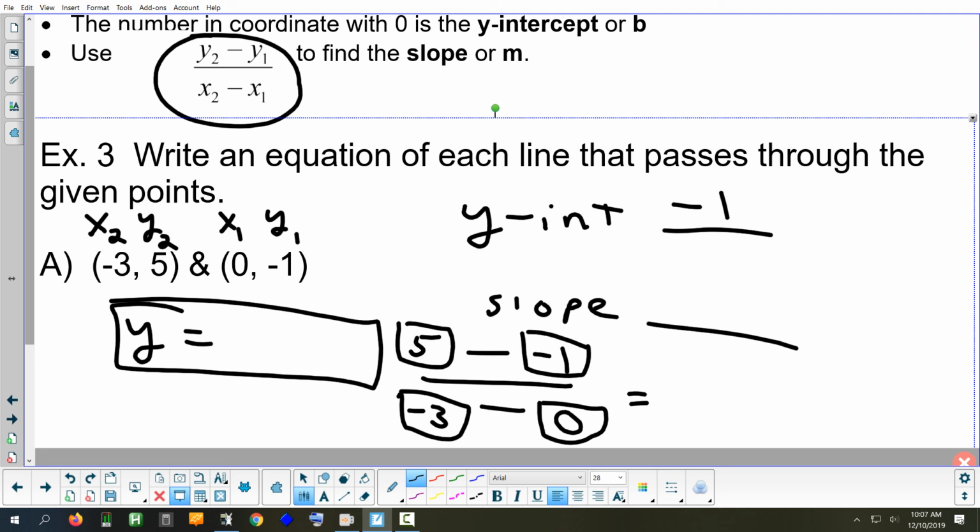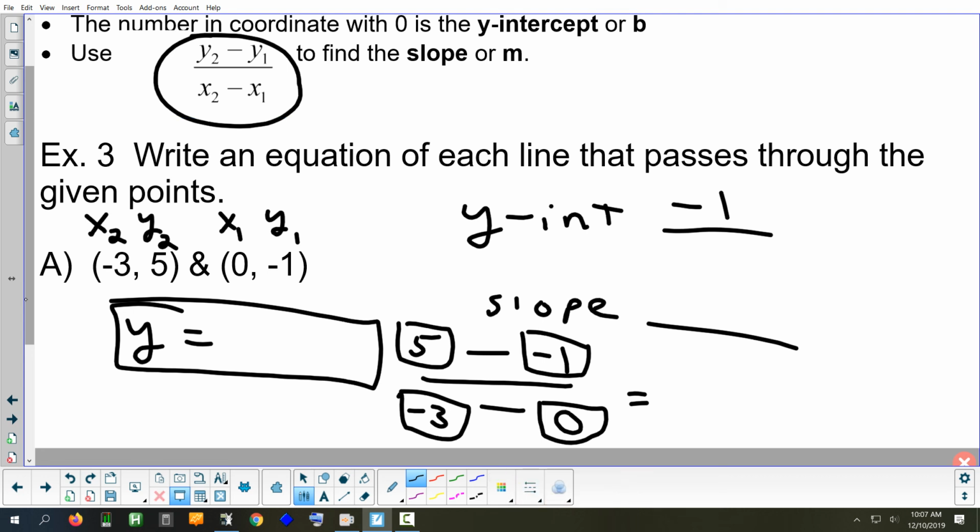Julia, bless you. What's 5 minus -1? 6, right? Because that's going to become 5 plus 1, right? Minus a minus becomes a plus. 6 over -3 take away 0 is -3. Now, can 6 be divided by -3? What kind of number do we get when you divide a positive by a negative? A negative. -2. And then 6 divided by 3 is 2.